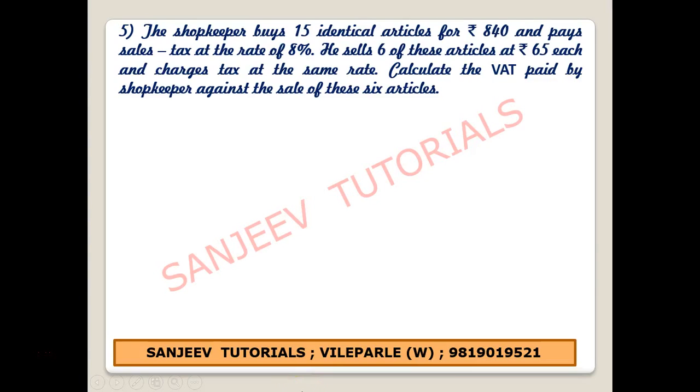A shopkeeper buys 15 identical articles for rupees 840 and pays tax at the rate of 8%. He sells 6 of these articles at rupees 65 each and charges tax at the same rate. Calculate the VAT paid by shopkeeper against the sale of these 6 articles. So my first step, I prepare a table.